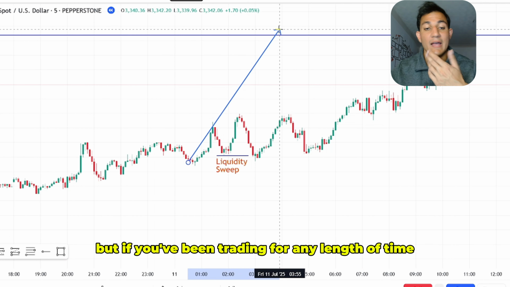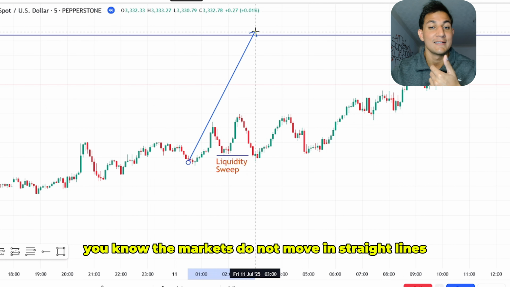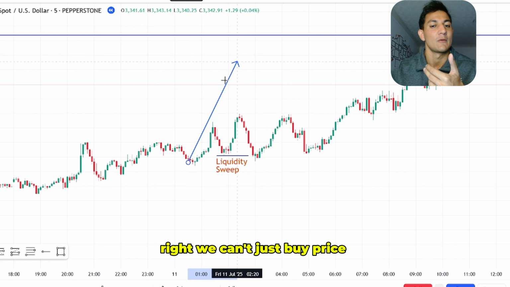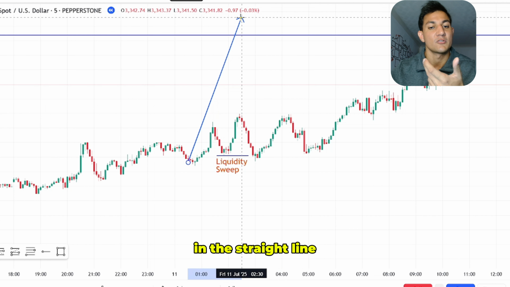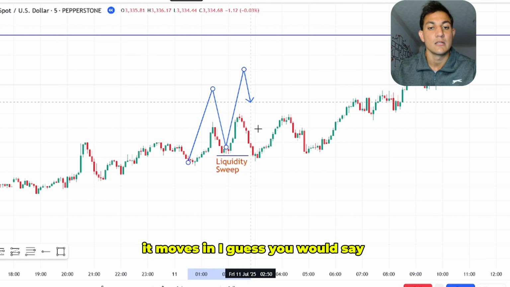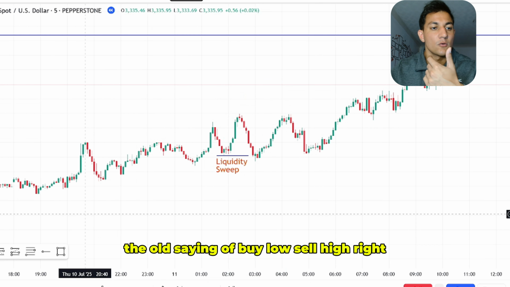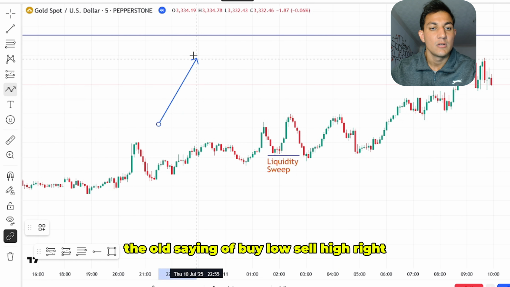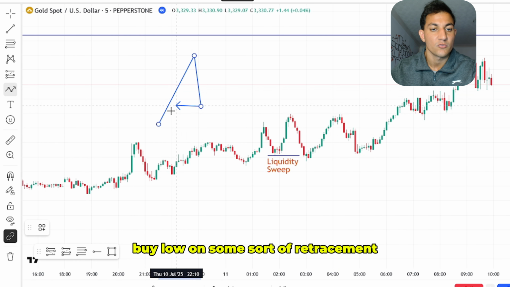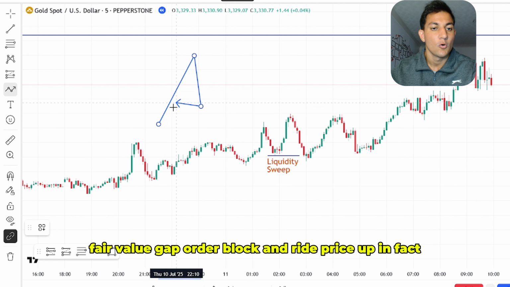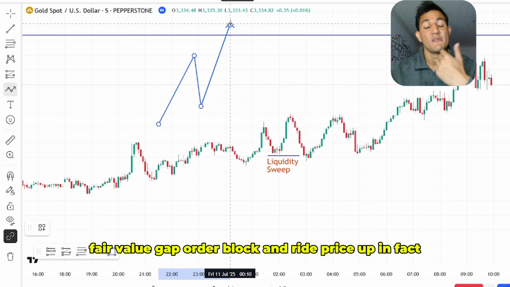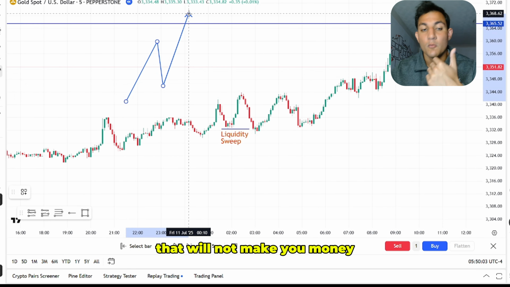But if you've been trading for any length of time, you know the markets do not move in straight lines. We can't just buy price and hope that it goes up in a straight line. It moves in, I guess you would say, jagged patterns. And in fact, the old saying of buy low, sell high, buy low on some sort of retracement, fair value gap, order block, and ride price up, does not work. That will not make you money.